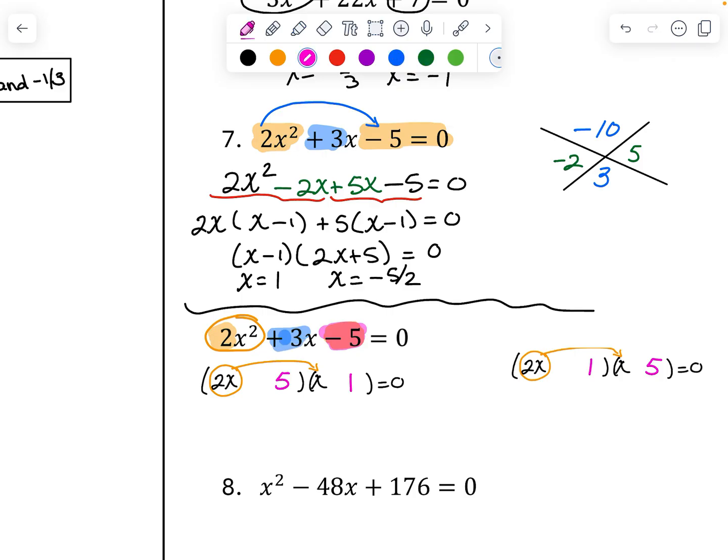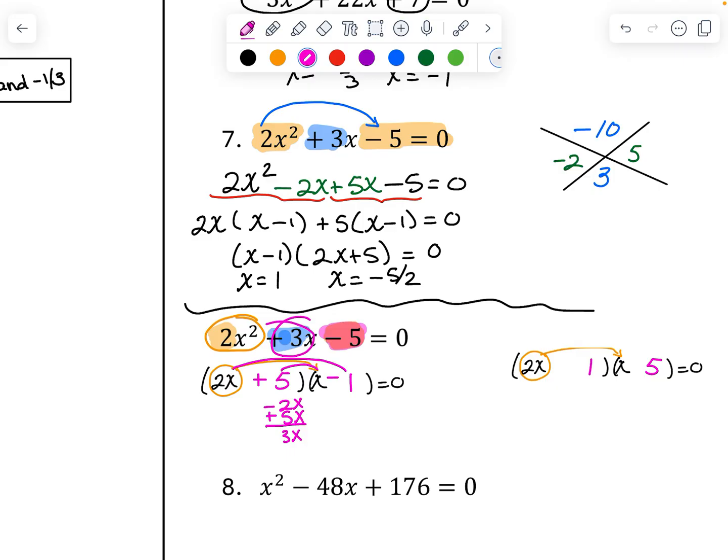So, and your signs have to be different. If you make this positive and negative, then when you take this times this, you get negative 2x. And when you take this times this, you get positive 5x, which, winner, winner, chicken dinner, is 3x, which is what you want. So that's the proper factorization.